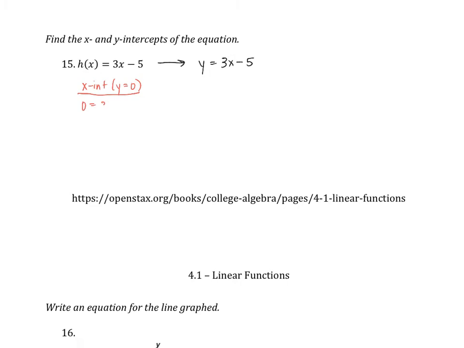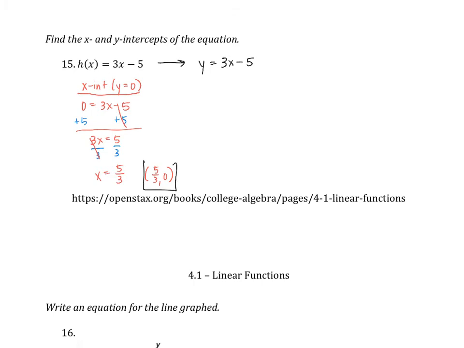So 0 equals 3x minus 5. So we're plugging in 0 for y. And then we're going to solve. So add 5 to both sides. So we get 3x equals 5. Divide by 3. That's what's in front of the x. So x is equal to 5/3. So here our x-intercept is, well, 5/3, 0. X is 5/3 and y is 0.